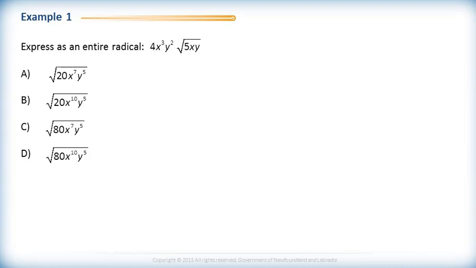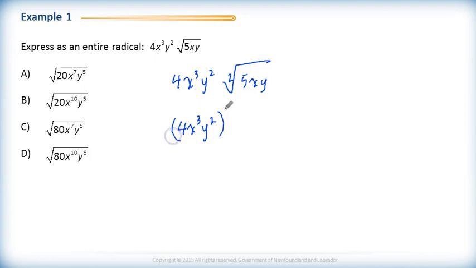Example 1. Express as an entire radical 4x cubed y squared times the square root of 5xy. First thing we look at is what is the index on the radical. We notice it's a square root, so really we're talking about an index of 2. We want to bring the coefficient of the radical under the radical sign. Therefore, we have to express that coefficient as a power of the index. In other words, we have to square it first before we can bring it under the root sign.